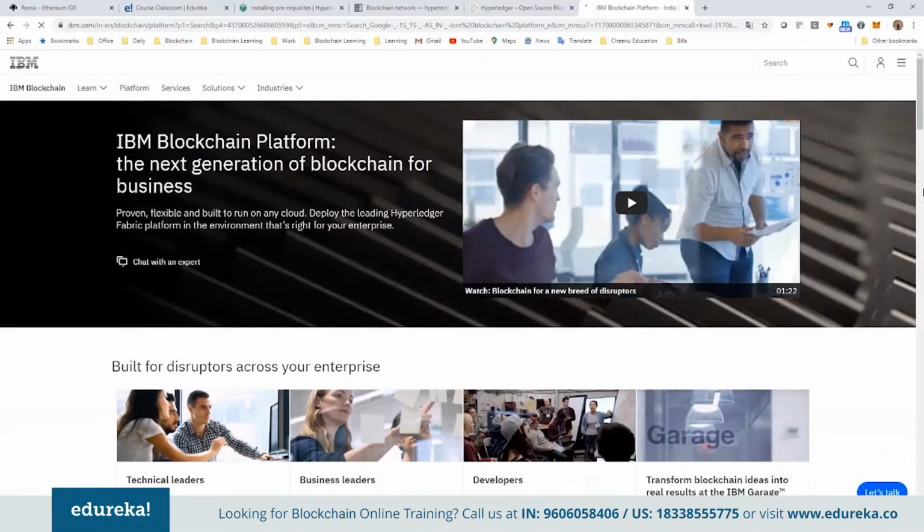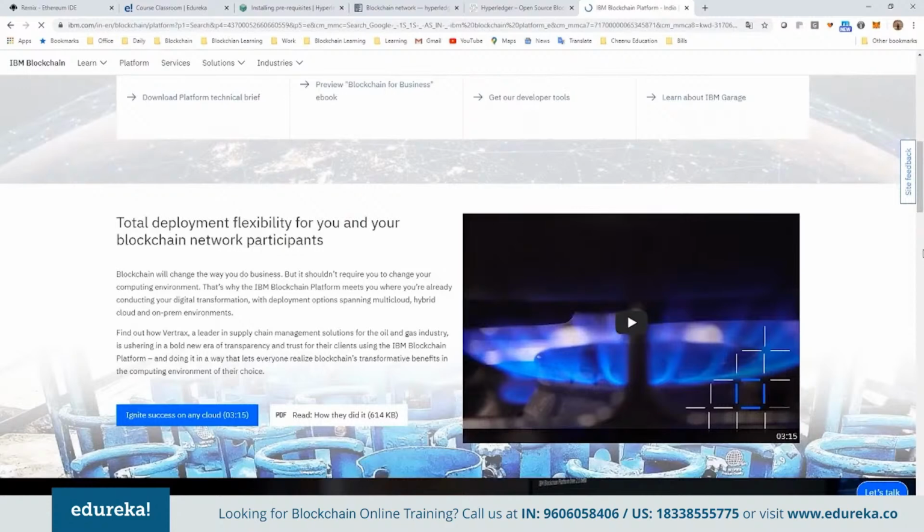Although this is a paid service, you can easily create your network in the matter of a few clicks. So this is kind of a wizard which is available, and you can just say next, create your network, deploy your smart contract, and you are ready to go. So this is one platform. There are other platforms also which are available where you can use blockchain as a service. So this is the scope.